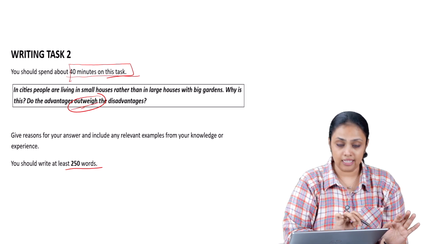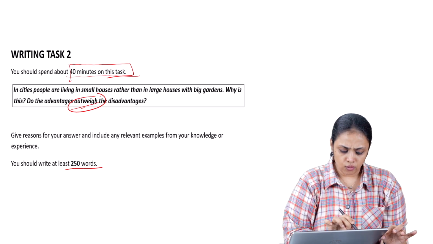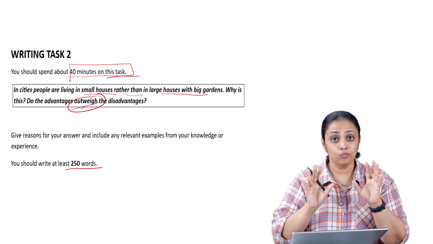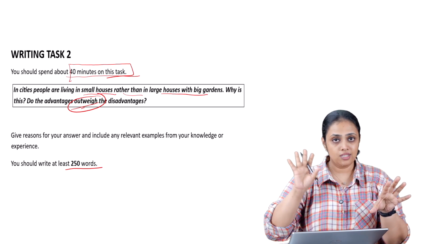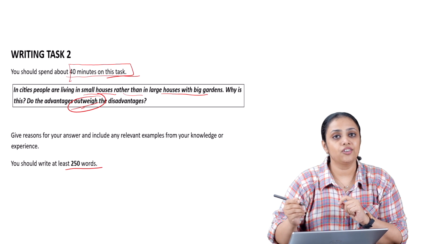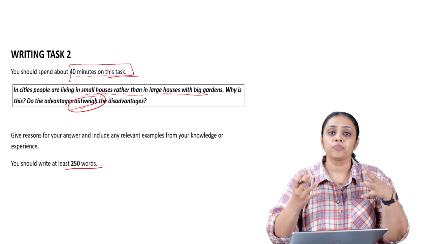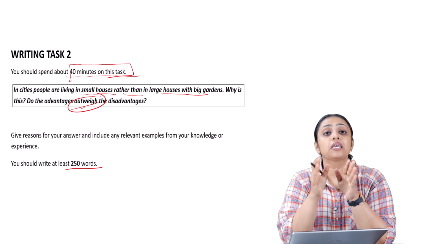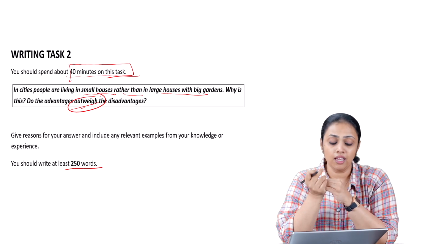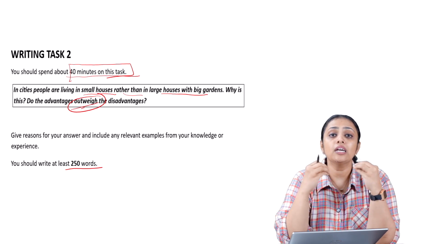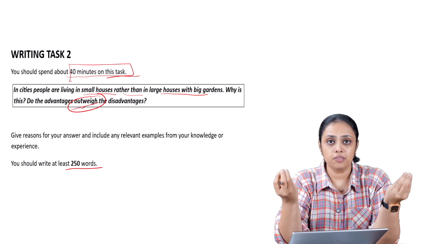Then they quickly read through the question and focus on words like living in small houses rather than large houses with big gardens. That is the idea most candidates form: small houses, big houses, and okay, an outweigh type of question. Immediately they start writing the advantages and disadvantages, this is more advantages, or this is more disadvantages. That is the biggest mistake candidates make, especially in Writing Task 2: not understanding the question in its right meaning.